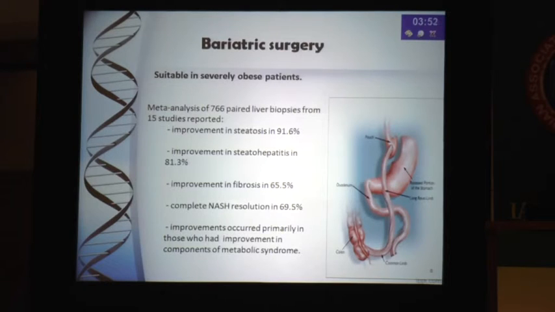A few words about the surgeon, who has the formula: where there is doubt, take it out. Bariatric surgery. This is the greatest weight loss. The most sustained weight loss is seen with bariatric surgery. And meta-analysis has shown that the improvement in steatosis is 91%, in steatohepatitis 91%, improvement in fibrosis in 65%, and complete NASH resolution in 69.5%. A very good mode of therapy only in those who have a high BMI, more than 35 with metabolic syndrome or more than 40 BMI. But the results are very good.